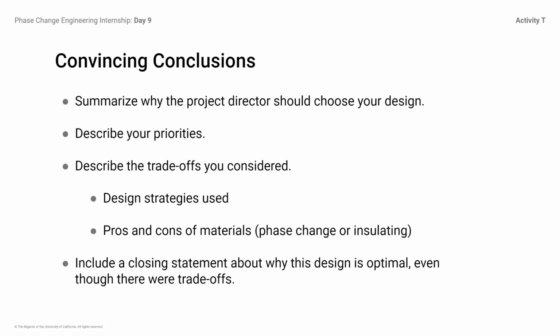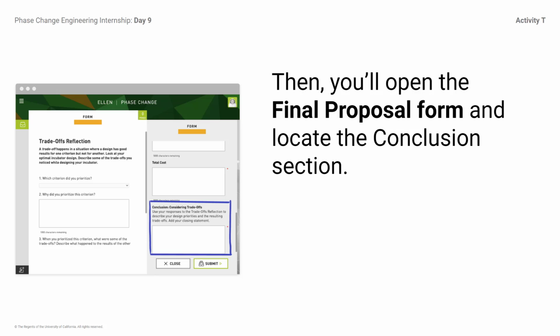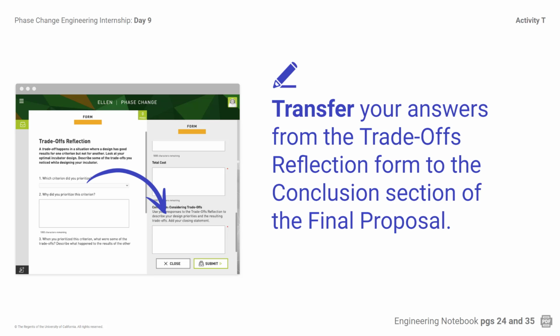The final closing statement should convince the reader, the project director, and the Global Health Organization that many possibilities have been considered and that you've made a well-informed decision in selecting this design for the proposal. In order to transfer the information, you'll need to first pin the trade-offs reflection form using the pin icon in the top right corner. Then you'll open the final proposal form and locate the conclusion section. Transfer your answers from the trade-offs reflection form to the conclusion section of the final proposal.